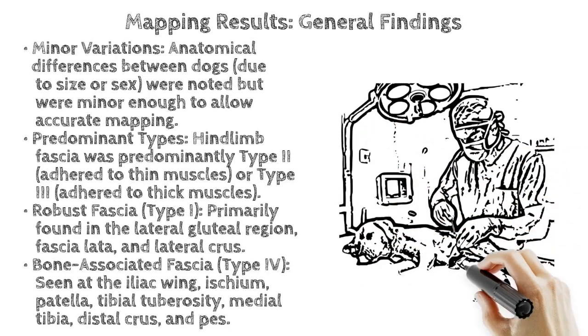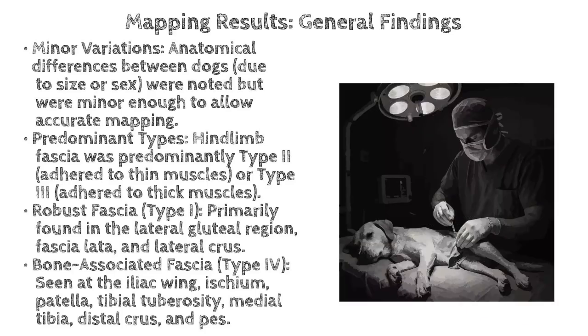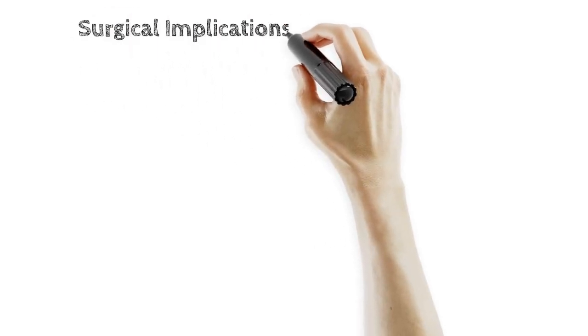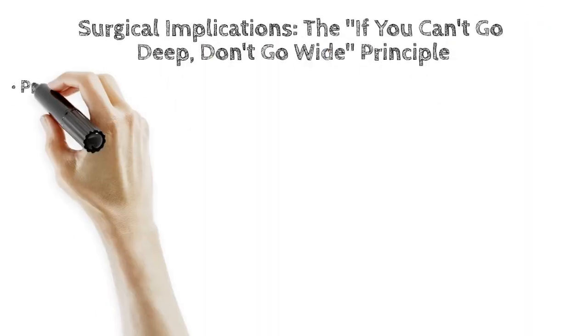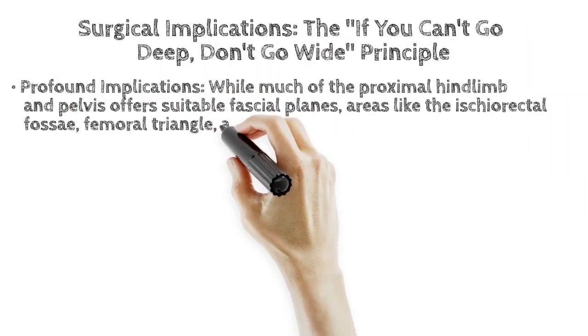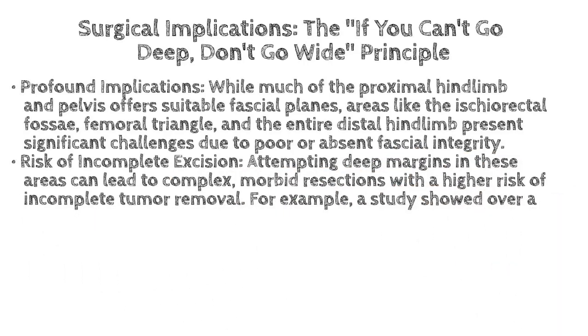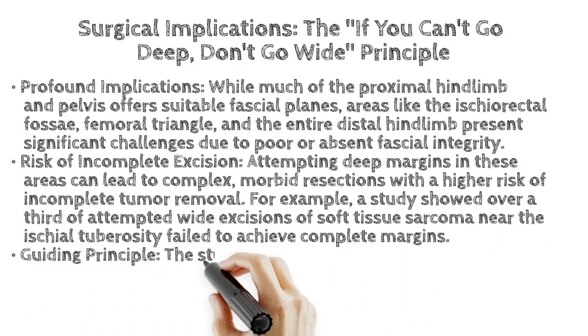Crucially, the researchers noted that fascia suitable for surgical use was thin or even absent in several challenging locations, including the ischiorectal fossa, the femoral triangle, the extensor mechanism of the stifle, and much of the medial and distal crus, as well as the paw. These findings have profound implications for veterinary surgeons.